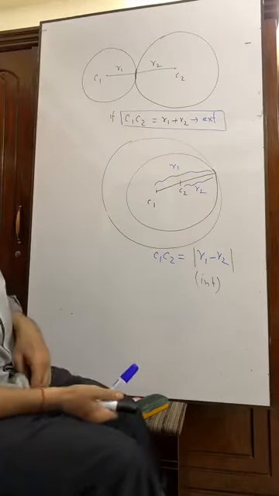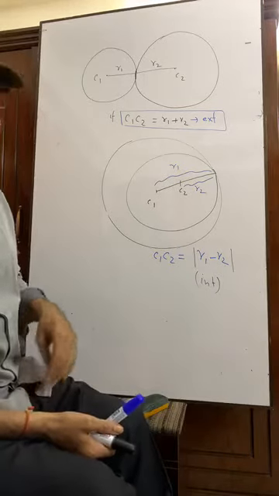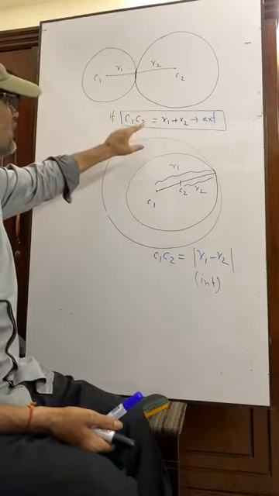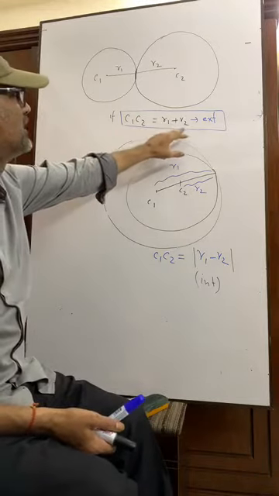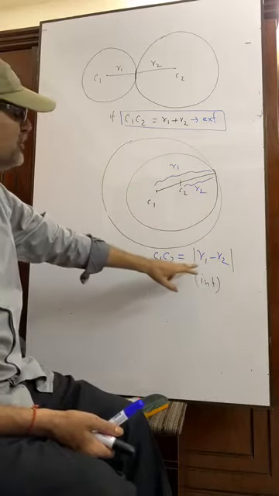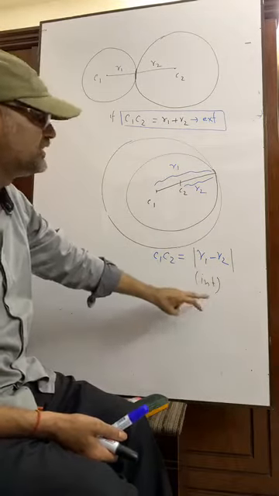So two circles can touch externally and internally. Upon the condition C1C2 equals R1 plus R2, that is for external, and C1C2 equals the absolute value of R1 minus R2, that is for internal.